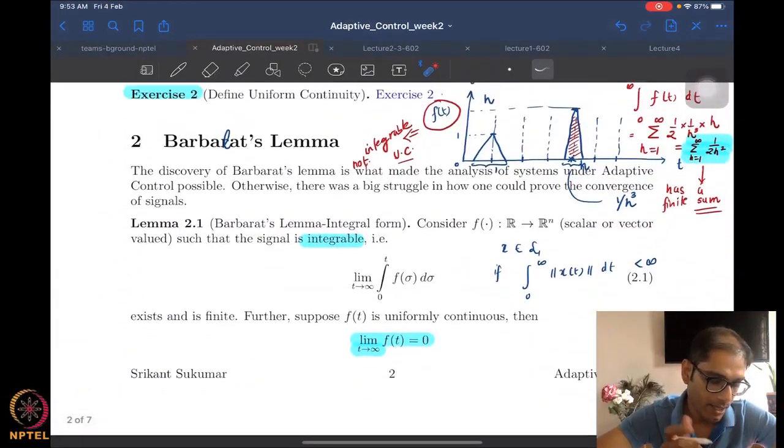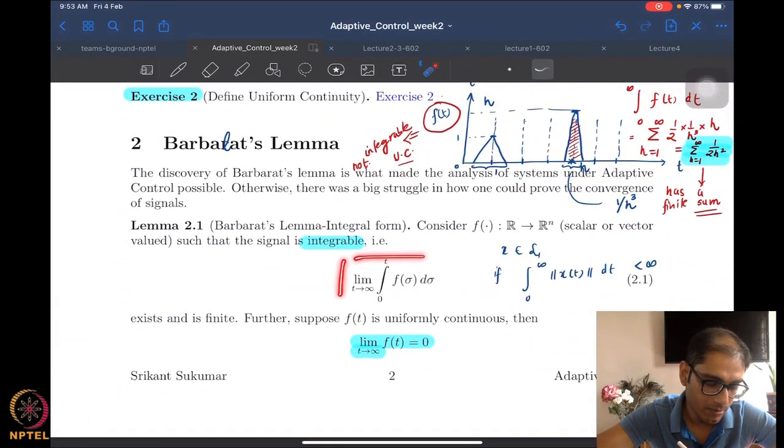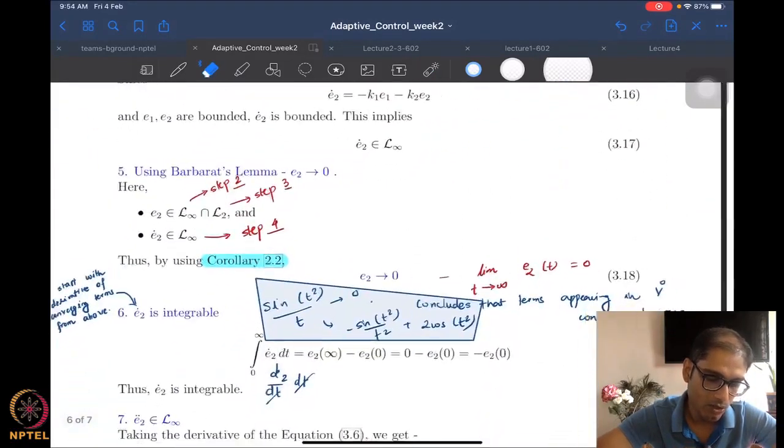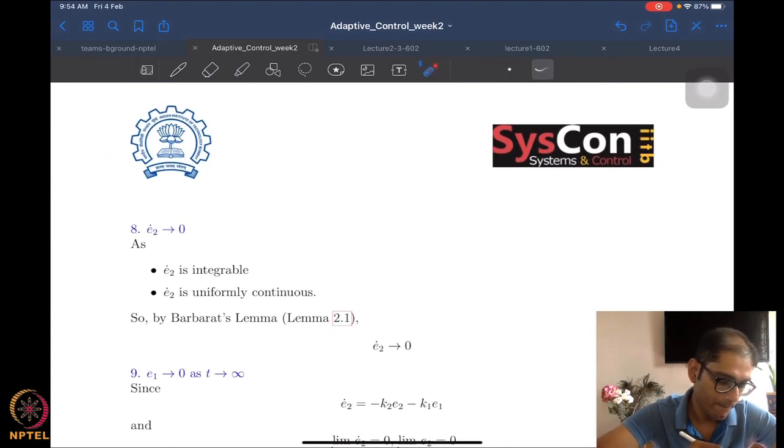What does it say? It says that if a signal is integrable and it's uniformly continuous, then the signal is going to zero as t goes to infinity. So let's look at what we have. We have just shown that E2 dot is integrable, and because E2 double dot is L infinity, E2 dot is uniformly continuous. So by the original Barbalat's lemma statement, I can immediately conclude that E2 dot in fact goes to zero.